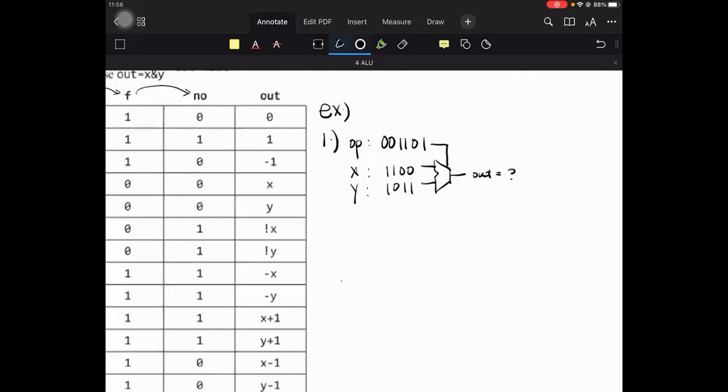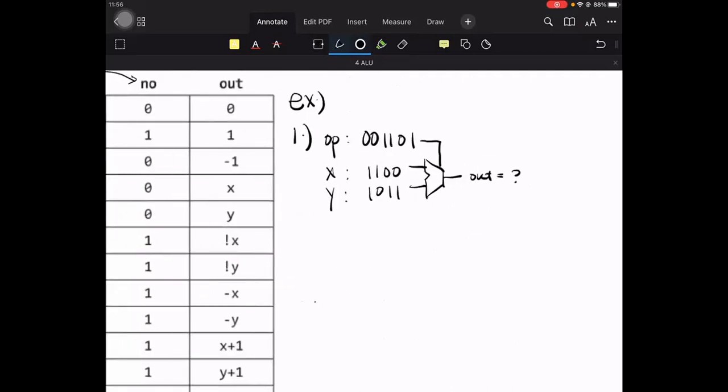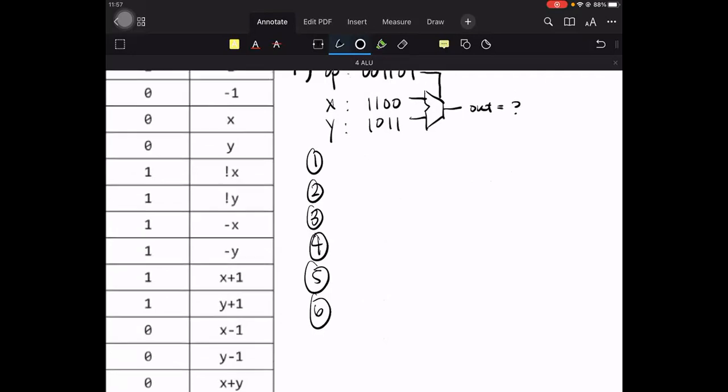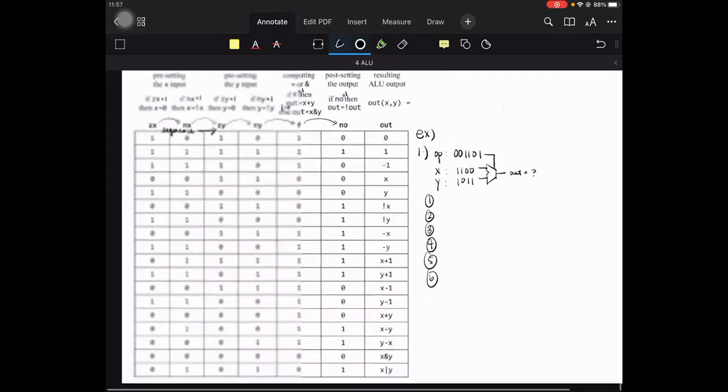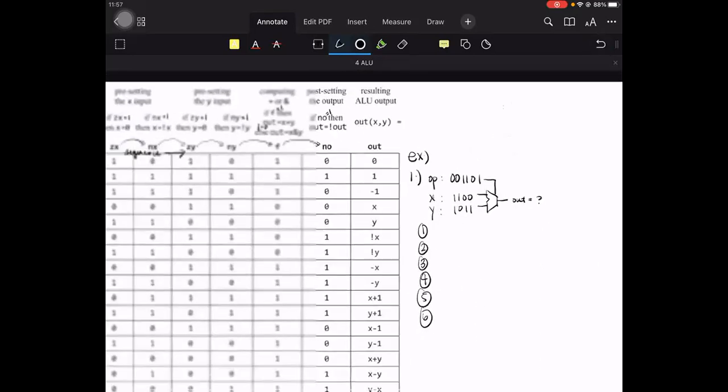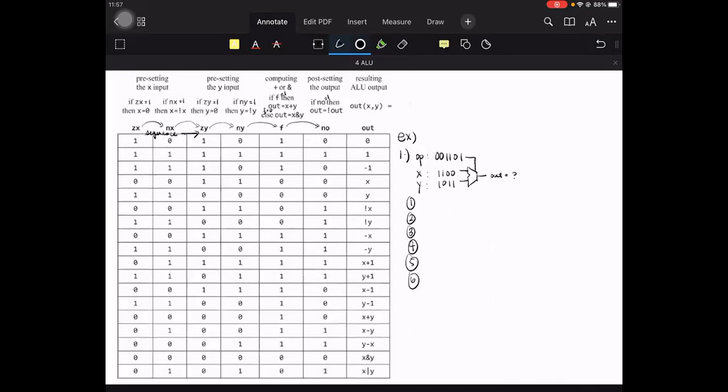Step-by-step data. Step-by-step. This is six steps, I guess. First, the opcode, 0. So, if 0, what would happen?